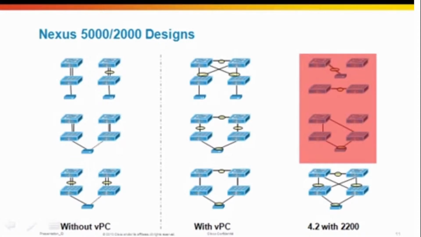Starting 4.2 code on NXOS, and with the 2200 series fabric extenders, we can have dual VPC. And here you see, this is the last drawing on the right, the bottom. We have VPC from the FEX to the 5K, and we have VPC to the server. So we have dual layer VPC.